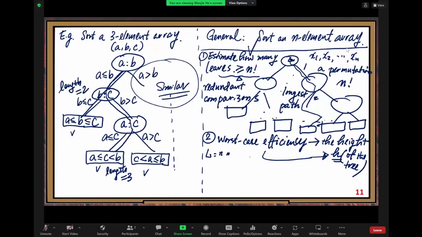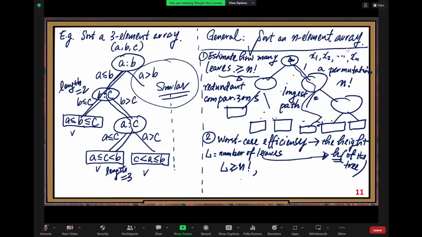Capital L, the number of leaves. And we know, based on our analysis above, L is greater or equal to n factorial, due to redundancy, the redundant nodes.